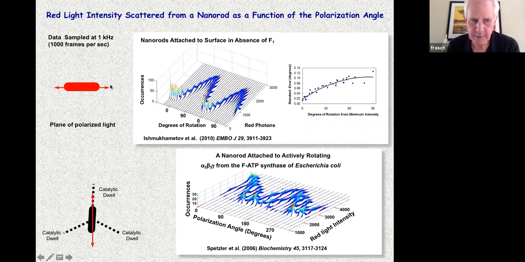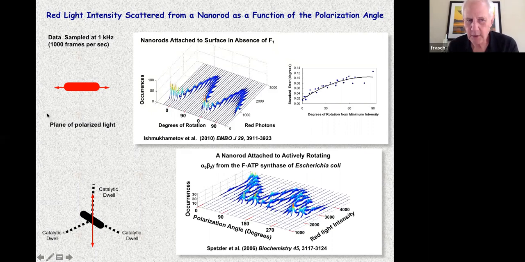Okay, so now what happens when we attach the nanorod to the F1, like down here? So now when we repeat that experiment, now it goes 120 degrees and then it pauses for a catalytic dwell where ATP is hydrolyzed, then resumes for the next 120 degrees and pauses again. And so the time that it's actually doing the power stroke, the time when it's really rotating between here and here, that goes very fast, where it's on the microsecond scale, whereas this is on the millisecond scale.